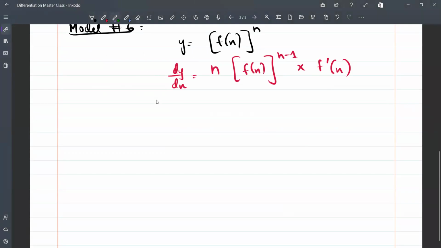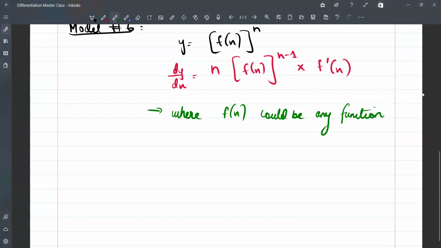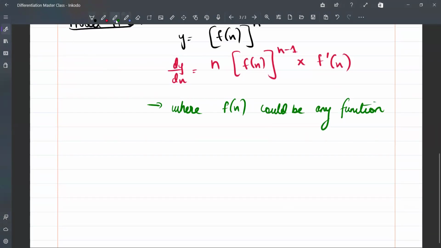Let me just write where f(x) could be any function. All right. So let's say we have y is equal to under root 8x square minus 4x plus 7.